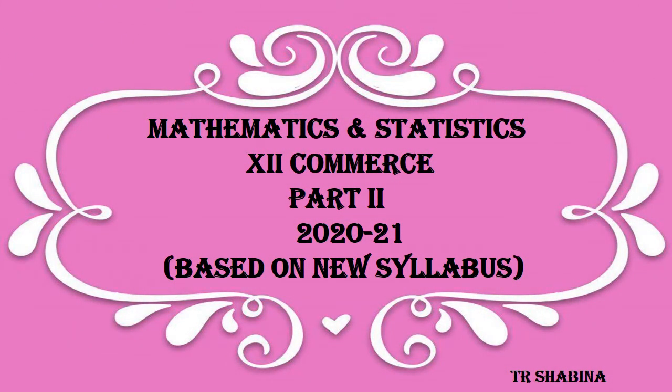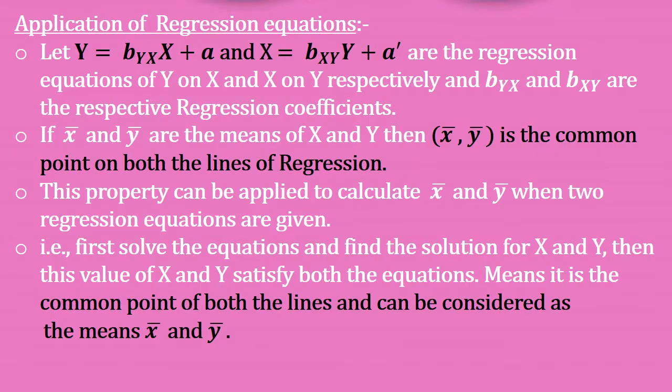Today we are going to learn the method of finding the correlation coefficient and the arithmetic means of x and y from the regression equations given. Students, we can calculate the correlation coefficient when two regression equations are given. For that, we need to separate the regression coefficients byx and bxy from the equations given.